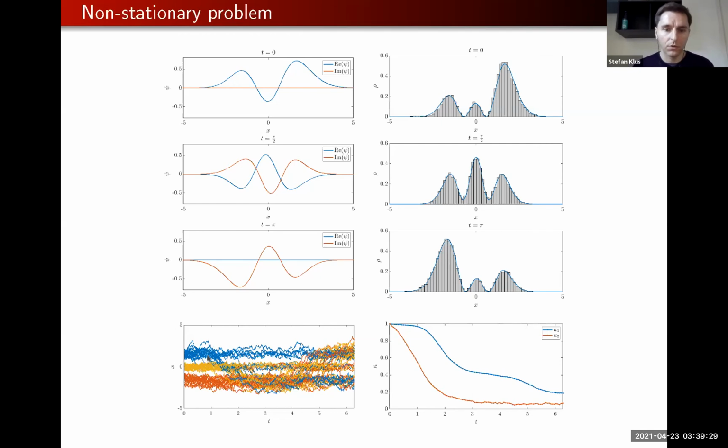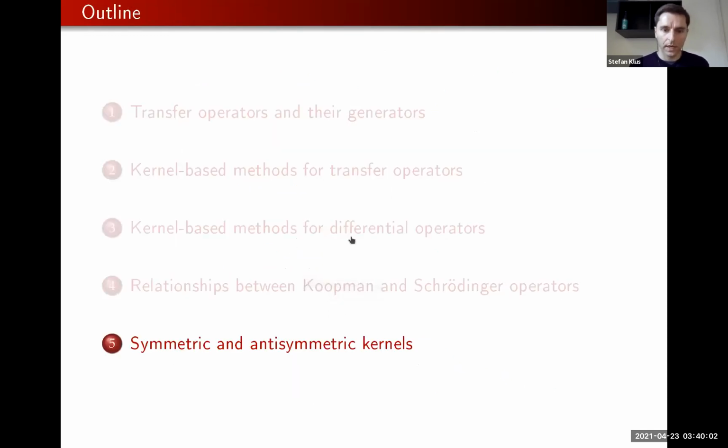For example, we could now compute coherent sets for such a problem here. And you can also see that the coherence decreases over time. These are now the dominant eigenvalues, and they quickly decrease. And you can see that the coherence is decreasing over time because the particles are mixing. And at the end, after about 6 seconds, you can see that all the particles are mixed and there's almost no coherence left anymore. This was just an illustration of how we can apply this to quantum mechanics problems.